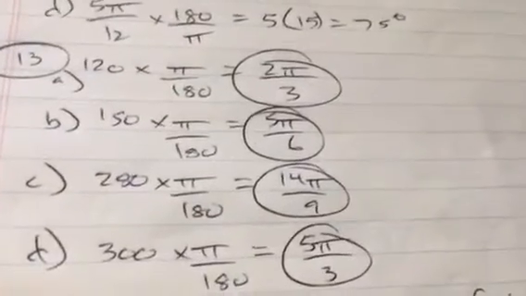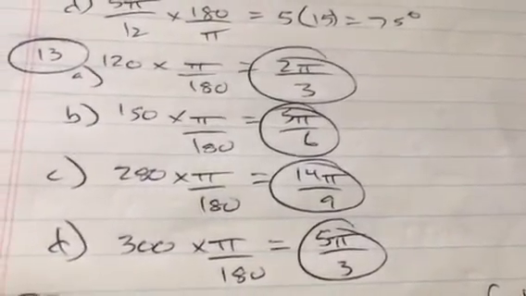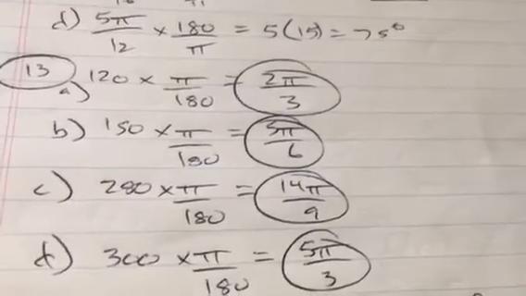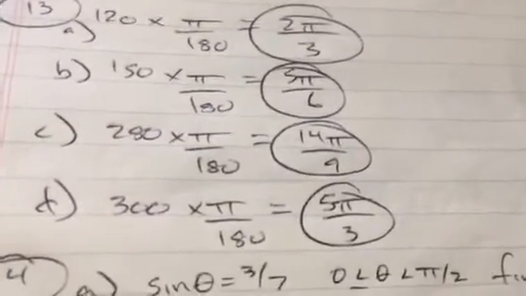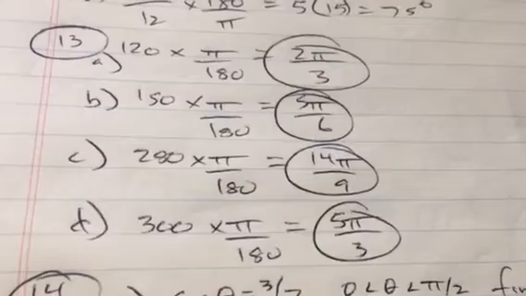All right, on 13, if you want to turn a degree into radians, you're going to attach pi at the end. You're just going to divide your degree by 180. All right, write it in simplest fraction form.